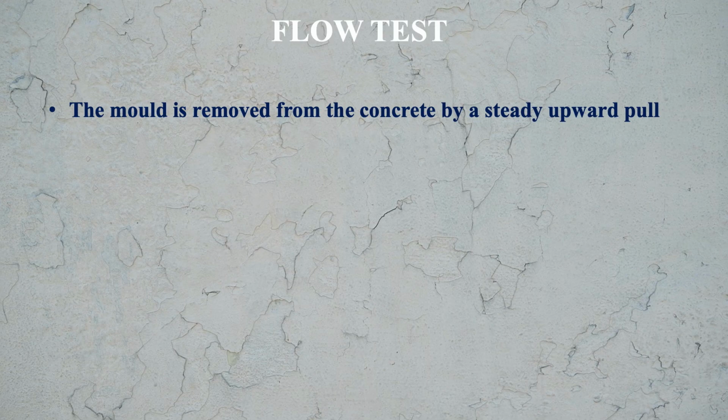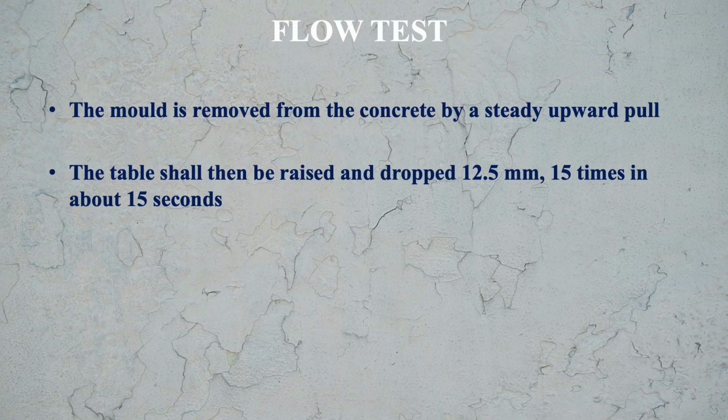Now the mold is removed from the concrete by a steady upward pull. So you will be removing the metallic mold from the concrete, lifting it slowly upward. The table then is raised and dropped 12.5 mm. For what height? 12.5 mm it will be raised and dropped. How? We will be using the handle.